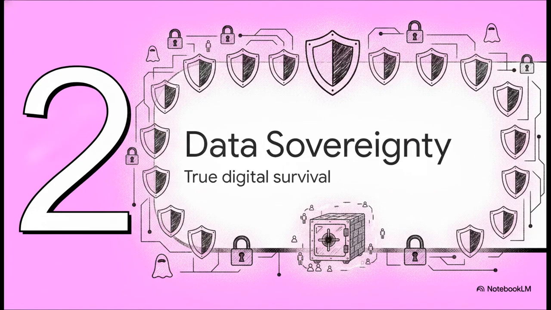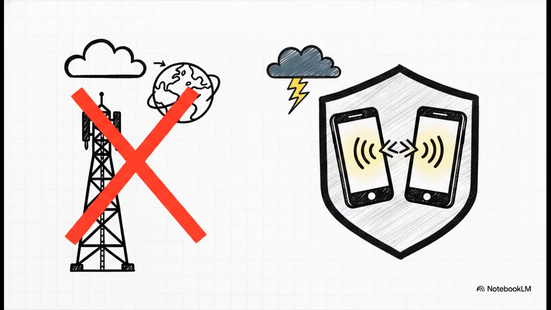Moving on to Section 2, Absolute Data Sovereignty, True Digital Survival. The core philosophy behind their communication app, SynD, is absolute data sovereignty. According to the source material, SynD operates completely outside of centralized infrastructure. We're talking zero reliance on cellular networks, no ISP pipelines whatsoever, absolutely zero public internet exposure. It is a completely off-grid messaging protocol.